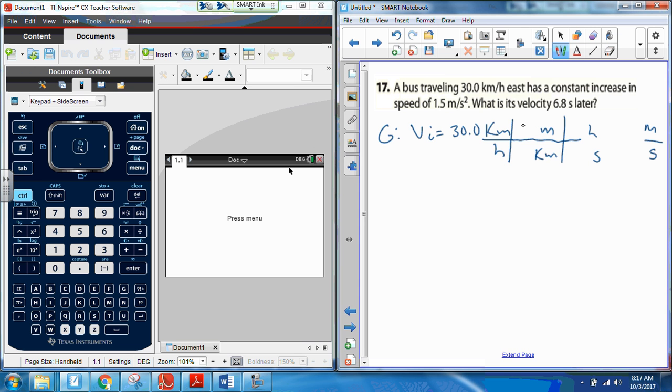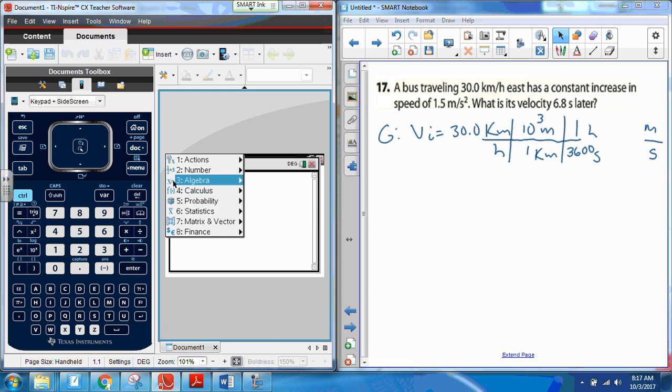Okay? There are 10 to the 3 meters in every 1 kilometer. And there are 3,600 seconds in 1 hour. You could have, if you wanted to, done 60 minutes in an hour, 60 seconds in a minute, and gotten the same answer. Okay, so now I got to go over to my calculator.